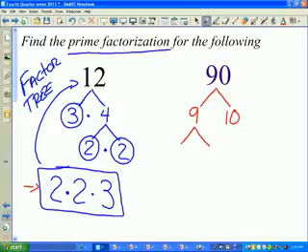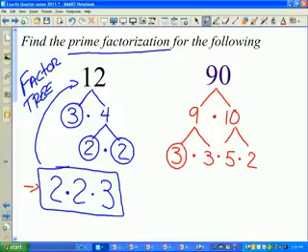So 9 is a composite number, so that can be broken down to 3 times 3. I'll put the multiplication symbol there. And then 10 is also a composite number. Last time I checked, it was 5 times 2. So now 3 is a prime number, 3 is a prime number, 5 is a prime number, and 2 is a prime number.